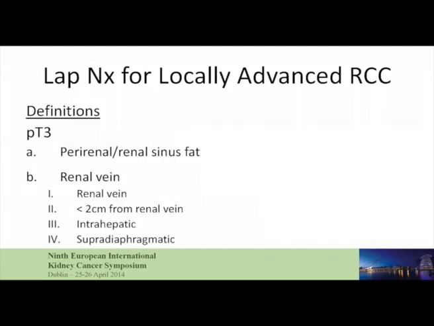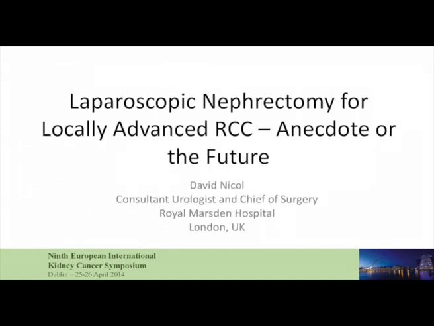Now, in looking at this, we have to define precisely what we're talking about when we discuss locally advanced renal carcinoma. Most of us would regard these as tumours defined as pathological T3 lesions with invasion into the perirenal and renal sinus fat, or where there is extension into the renal vein. Most surgeons, however, would regard the locally advanced as containing the features shown here in red. That is, where there is a significant extension into the vena cava, where there is invasion of adjacent organs, or where there is gross lymphadenopathy.